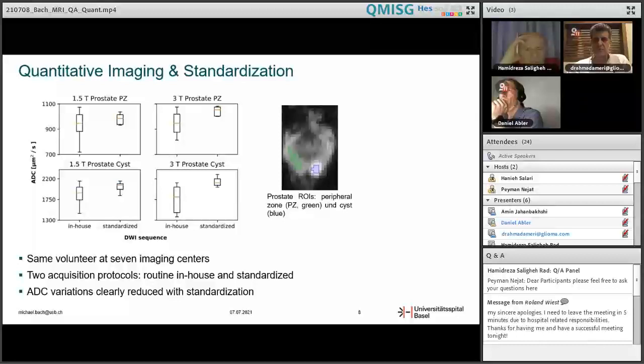It can be seen that the variations in the measured ADC values across the different centers are significantly reduced for the standardized protocol. When no care is taken to standardize the sequence and every center uses their own protocol, the fluctuations are significantly larger, as can be seen in the values for the in-house protocol. The reason in this case was mainly due to the use of different B values. Different B values in combination with perfusion effects can introduce quite large variations in the ADC values.